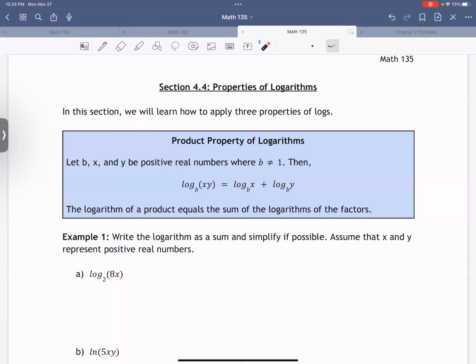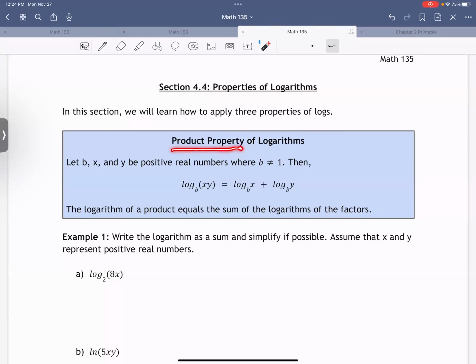And I think each of these three properties aren't hard in and of themselves, but it gets kind of hard when you combine them all together. And we'll talk about that after we go over each of them individually. So the first property that I want to talk about is called the product property of logarithms.